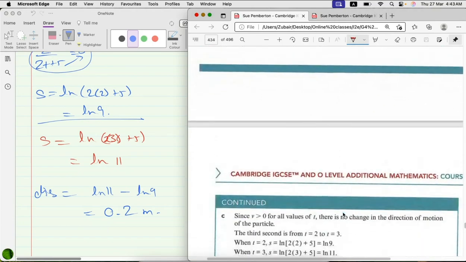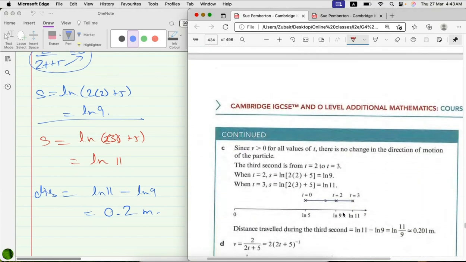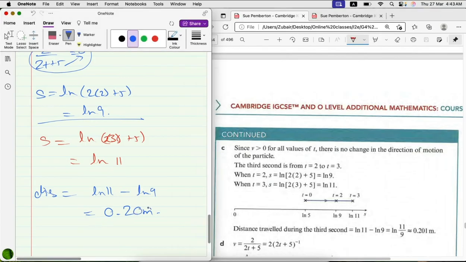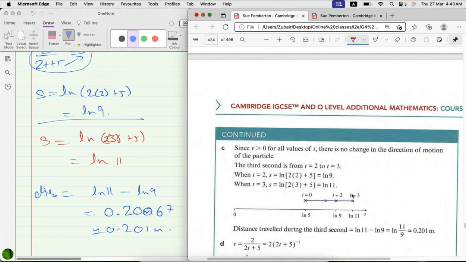C part is 0.2. Yeah, I was getting 0.200670, so 0.201 meters.